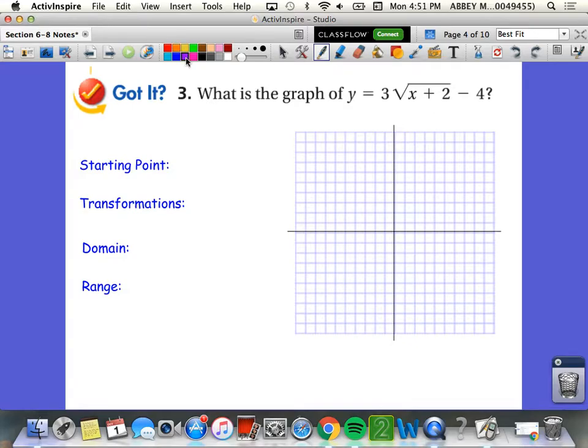My starting point is my H and K. So this time it would be negative 2, negative 4. My transformations, I would have a stretch by 3. I would go left 2 and down 4.